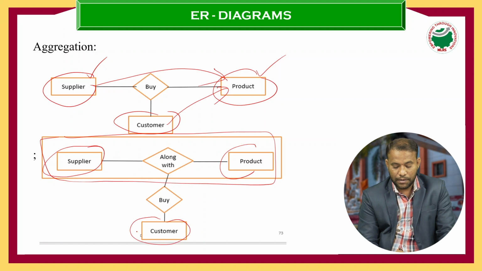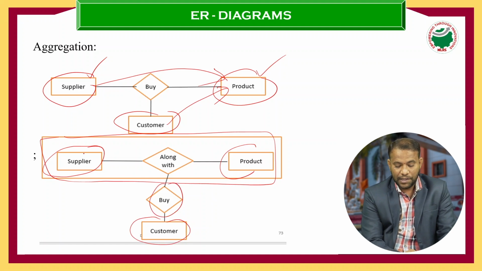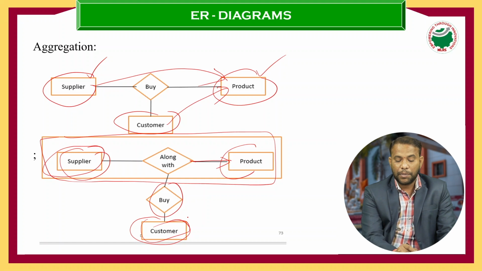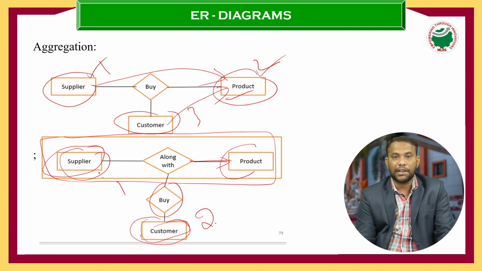Now customer buys along with the supplier what? Products. So instead of writing different entities separately, we combine the two entities into a single entity, which is called aggregation. So this is the example. We can see that where we have supplier, customer, and product, we are making supplier and product a single entity, and customer is another entity, and we are going to create the relationship between these two entities. Previously we had three entities here, but now we have created two entities. This is called aggregation.